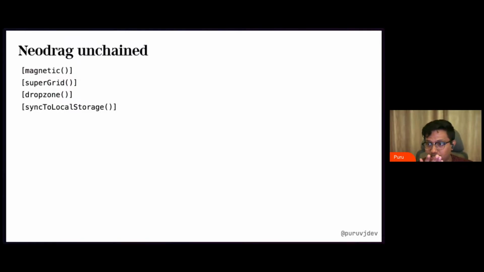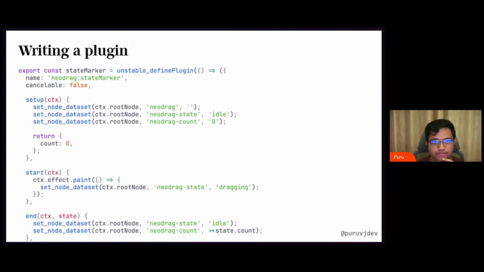You can even write your own plugins, by the way. Yeah, that's what I've been saying. If you want a magnetic snap, you can have that. If you don't like how the existing grid plugin works, write your own super grid. If you wish to make a drag and drop library on top of Neodrag, just write your own drop zone plugin. It's as easy as that.